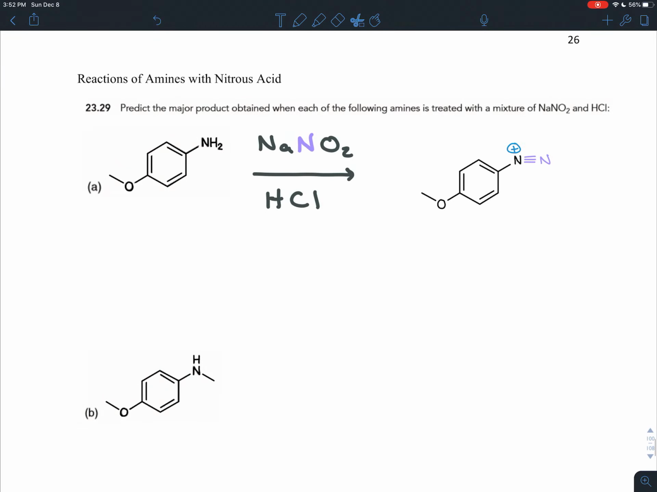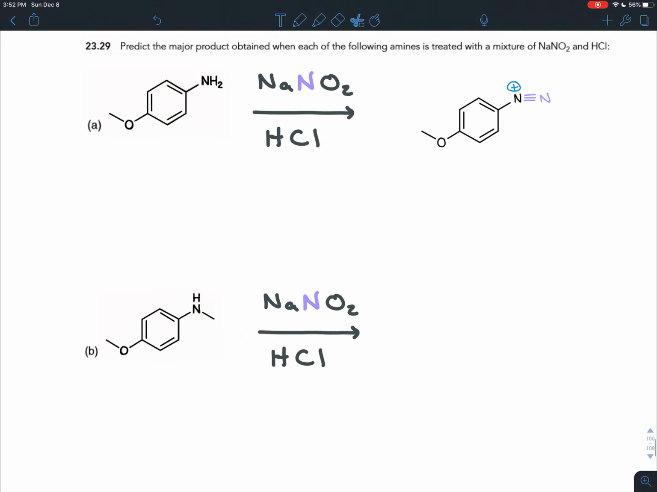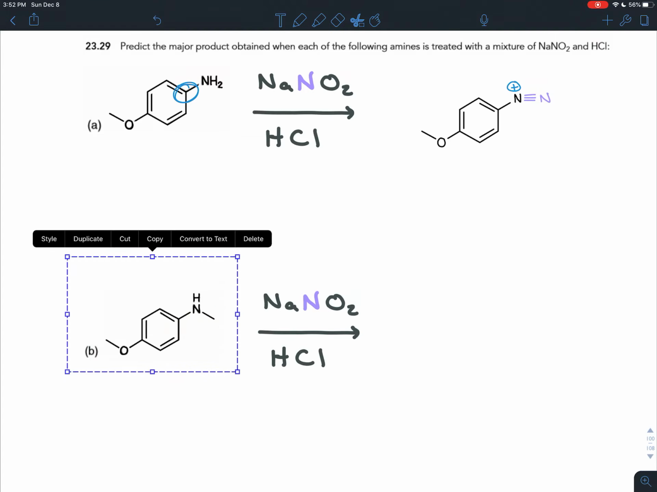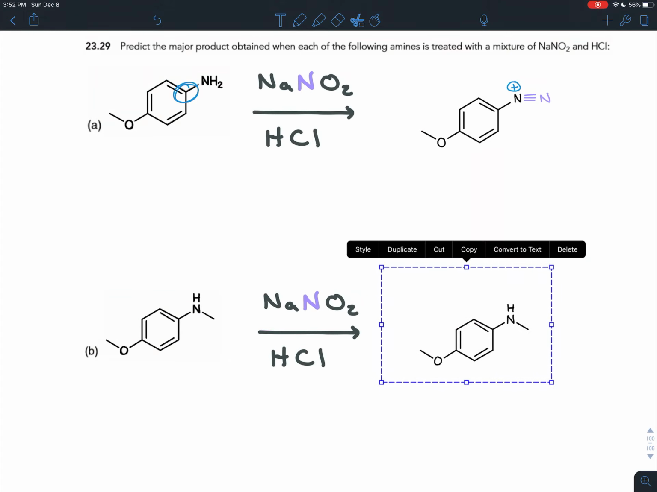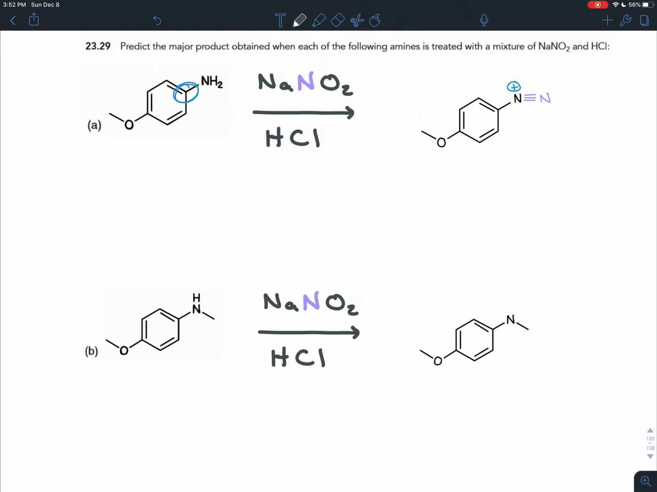Compare that with what happens with the next molecule. Here, everything is the same, except we have a secondary amine. This amine is bonded to 2 carbons, right? This one was only bonded to 1. So we have a secondary amine. And that means that this will only be able to form the N-nitrosamine. So where the hydrogen was, you'd erase that and draw in a single bond to a nitrogen double bonded to an oxygen. That's the N-nitrosamine. And that nitrogen there is the nitrogen from sodium nitrite. And the oxygen is from sodium nitrite too. It was the one that we couldn't get to leave.